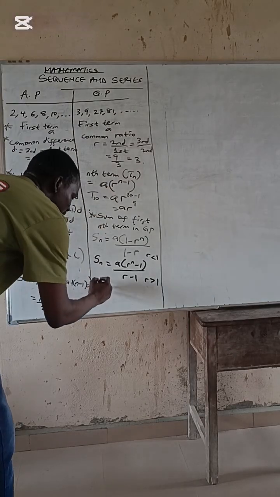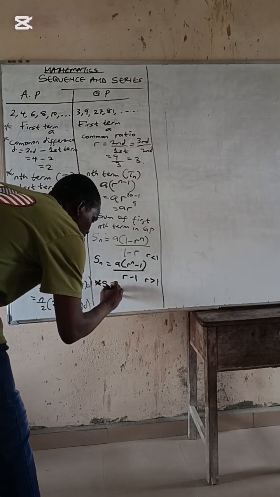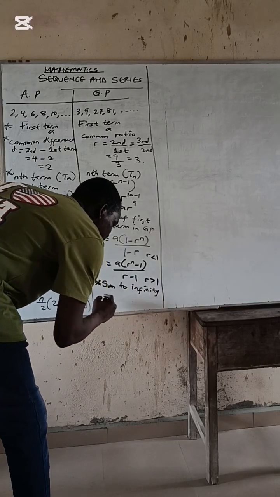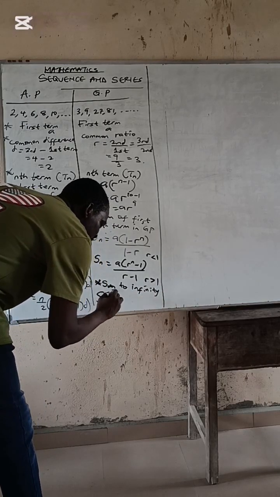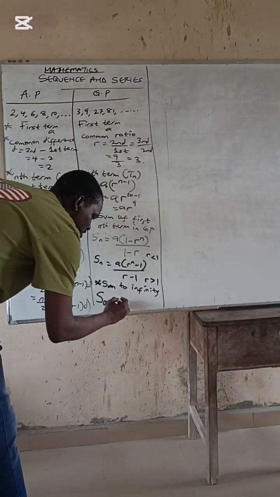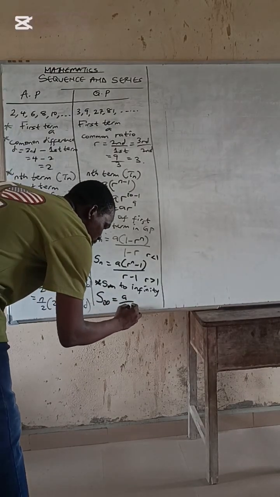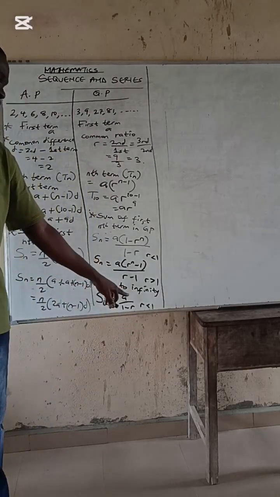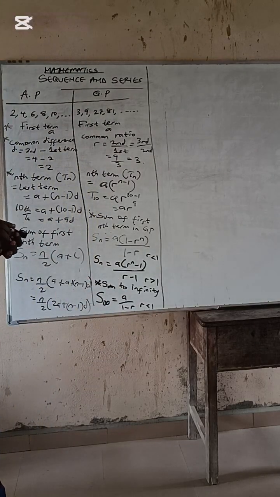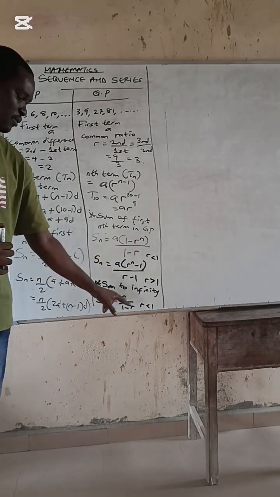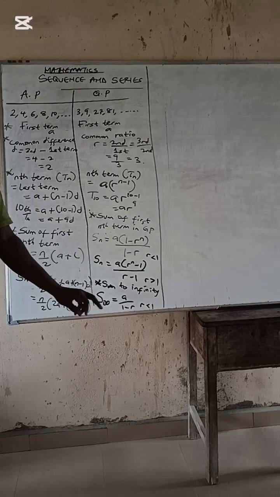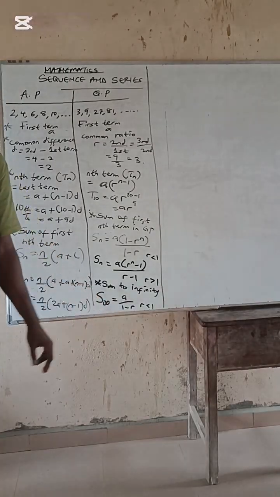We have one last formula in GP, and we call it sum to infinity. This is when you are calculating the sum to infinity, and this is denoted by this symbol. So the sum to infinity is what? a over 1 minus r, when r is less than 1. Which means that for this sum to infinity, we can also have two formulas. The first one is when r is less than 1, a over 1 minus r. But when r is greater than 1, give me the formula in the comment section.